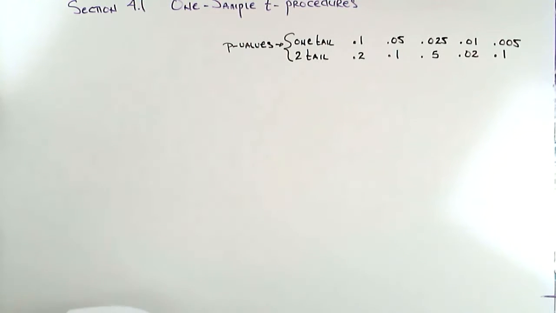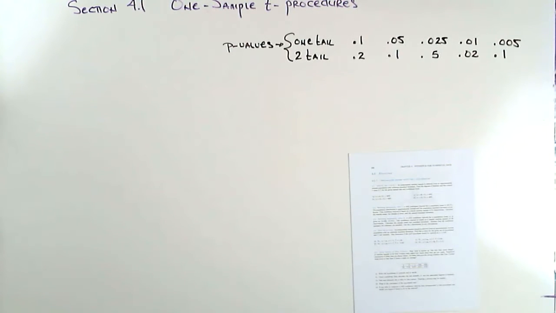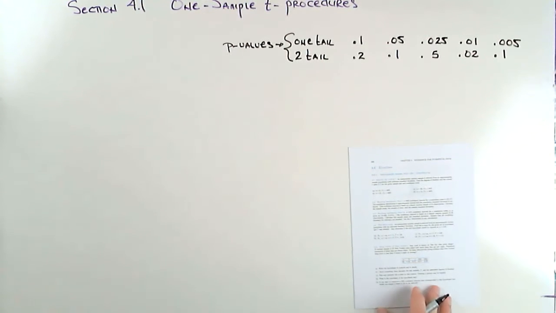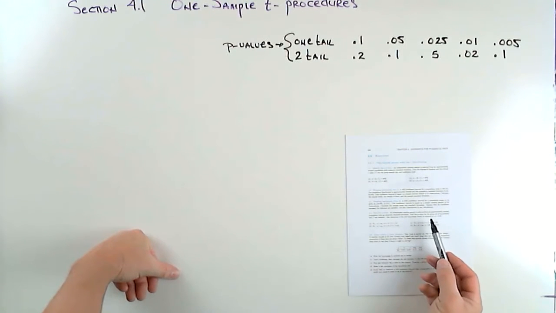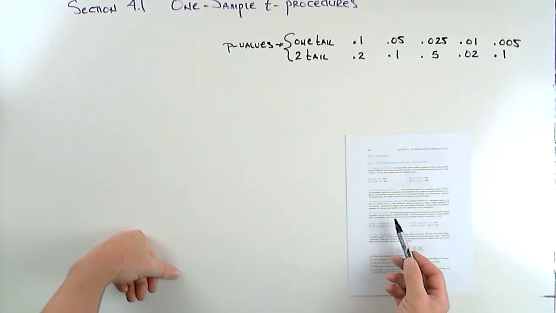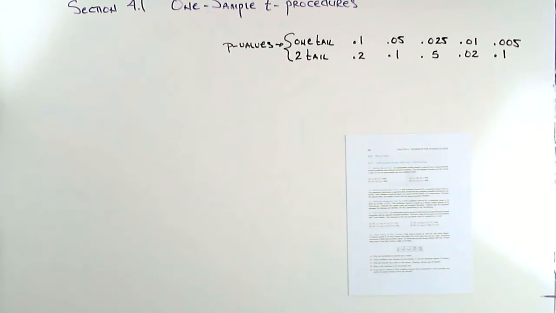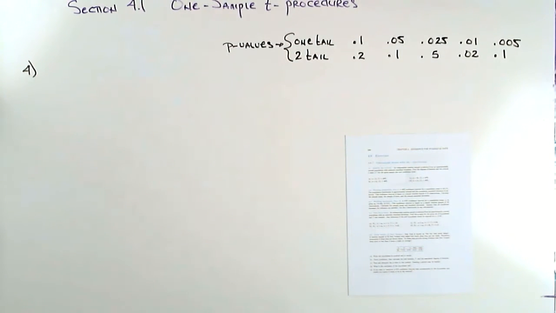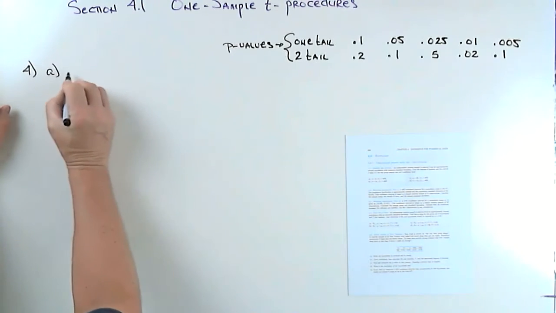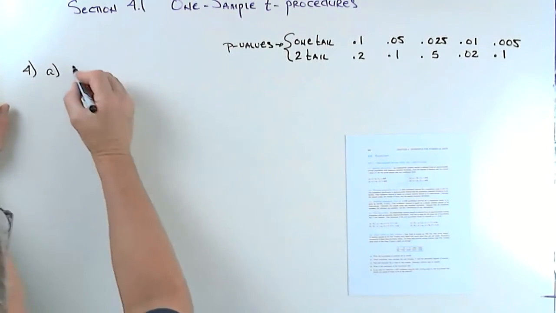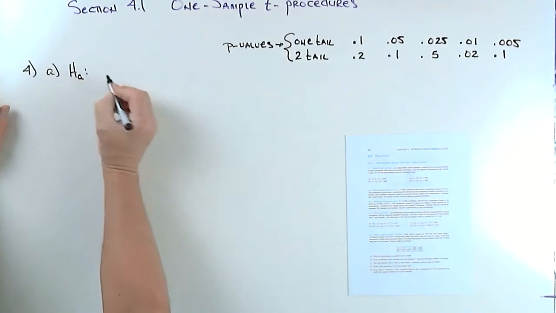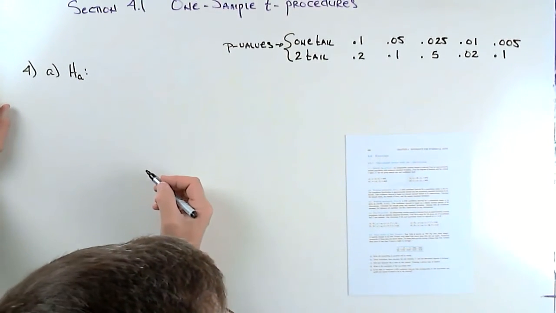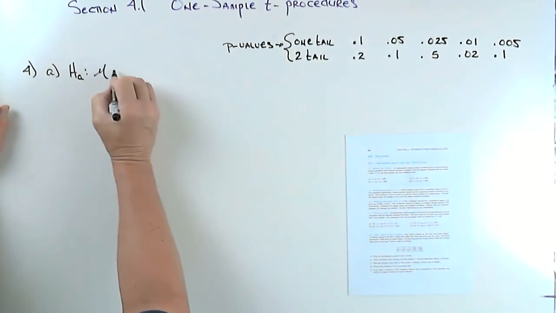Problem number 4 says we want to find the p-value. So if we look at problem 4, part A, problem 4 says we have an independent random sample selected from an approximately normal population with an unknown standard deviation. Again, those are the key words to tell us that this is a t-procedures problem. So problem 4, part A says, they don't give us the null hypothesis because, to be perfectly frank with you, to do this problem, we don't need it.